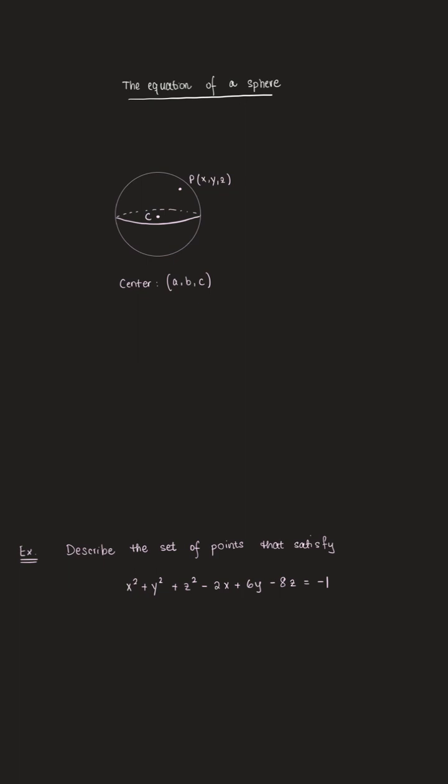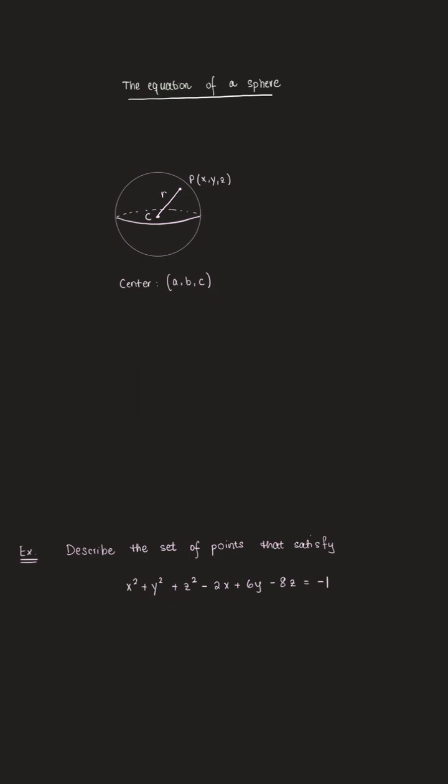I've called the center C, whose coordinates are a, b, c. And any point on the sphere we can represent with coordinates x, y, z. And the distance from any point on the sphere, on that surface, to the center is fixed. We usually call that r for radius. So that's how we define a sphere. All the points that are equidistant to one fixed point that we call the center of the sphere, and that distance is the radius.